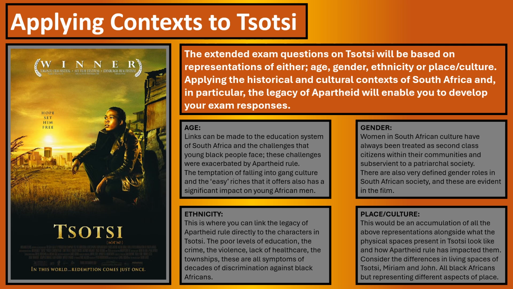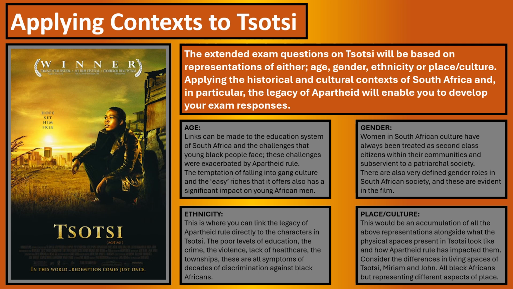In terms of ethnicity, this is where you can link the legacy of apartheid rule directly to the characters in Tsotsi. The poor levels of education, the crime, the violence, the lack of healthcare, the townships themselves, they're all symptoms of decades of discrimination against black Africans. And despite apartheid ending, South Africa, and especially the townships of South Africa, are yet to bring themselves up to the same standard as the cities.